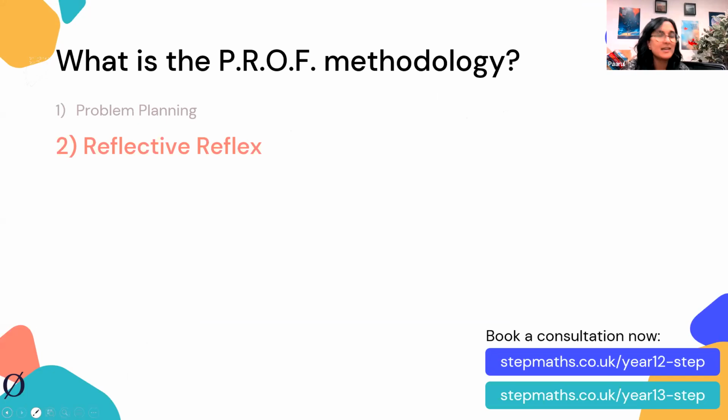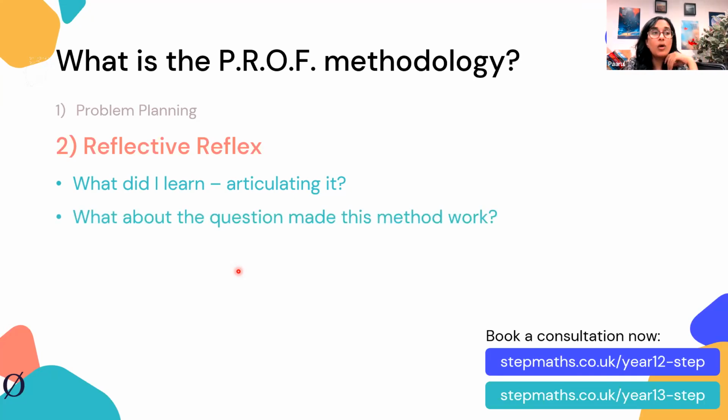All right. Perfect. So in reflective reflex, what did you actually learn from that question? Or what was the point of that question? Can you put that into words? Can you actually articulate it? Because if you can say what the question was asking, it shows you've really learned what you're meant to be doing. What about the question made this method work? In other words, would this method always work, or was it something specific in this question that meant I could use this method? What were the techniques I learned here that I could actually use in another question?